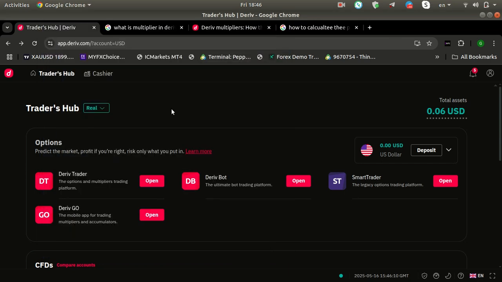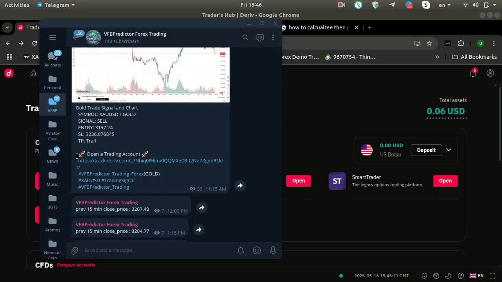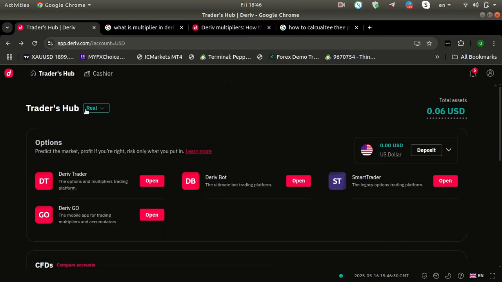Here in the browser I have the Deriv website opened. Again, to remind you, to use Deriv, you create an account, and you can open a trading account by clicking on this link. After you create your trading account using the Deriv broker, it will open up for you like this as a traders hub. You can see I'm in the Deriv website here. So let's open up the charts, the trading charts. Alright, so I'm going to click on the Deriv trader and open it up.